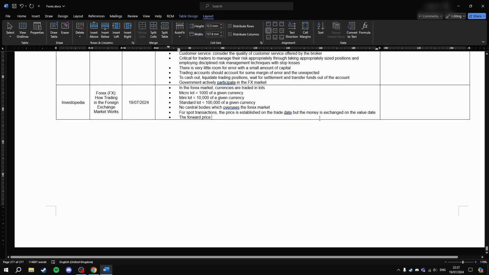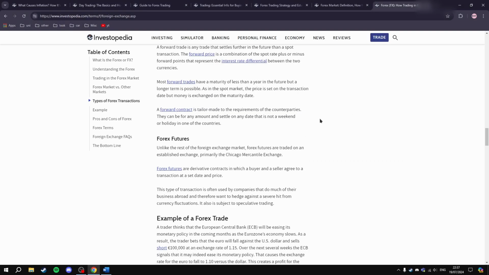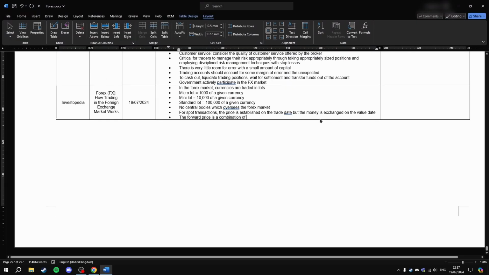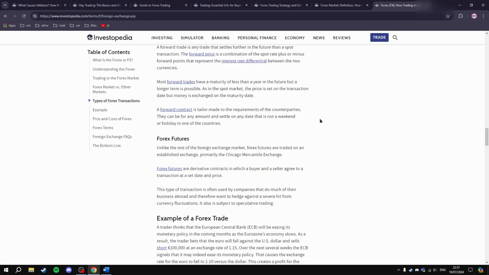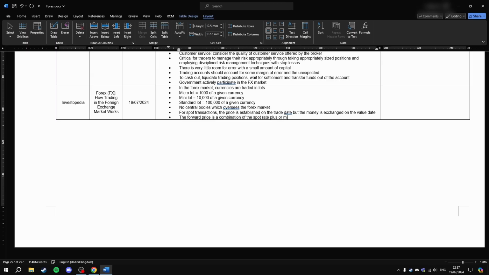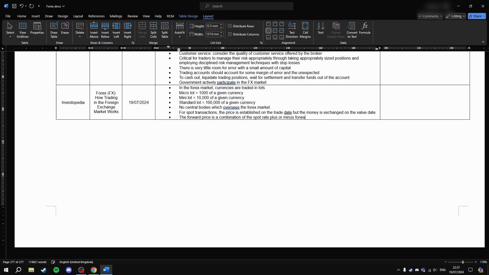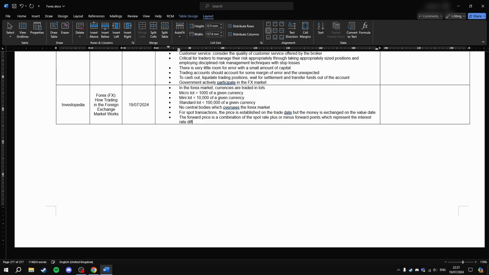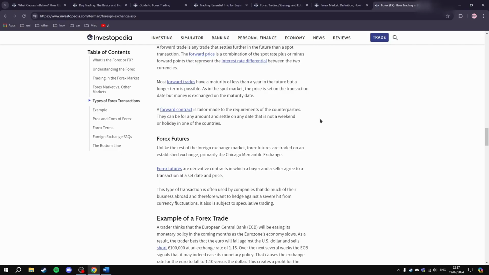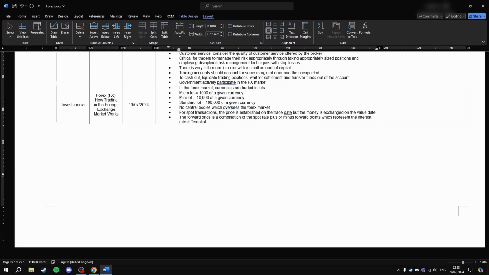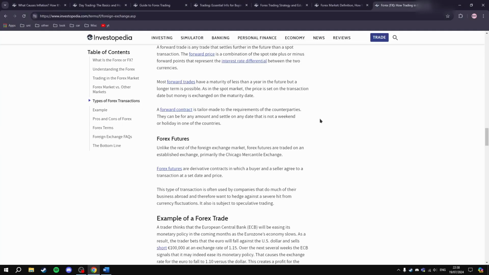The forward price is a combination of the spot rate plus or minus forward points, which represent the interest rate differentials between the two currencies.